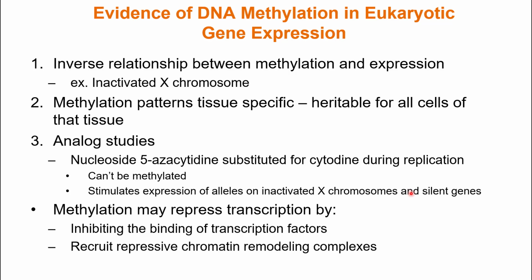There's also analog studies in which we basically engineer methylation. We use a nucleoside, 5-azacitidine, as a substitute for our cytidine during replication. And this cytosine substitute can't be methylated. And when we put this into organisms that are then replicating themselves, for instance in mice, we can actually stimulate the expression of alleles on that inactivated X chromosome.